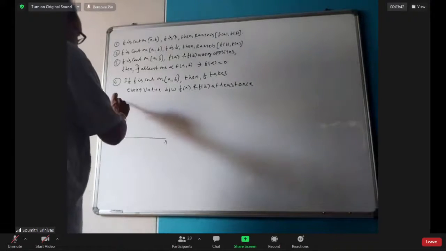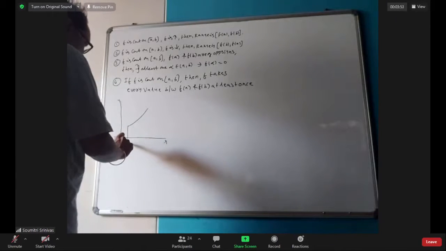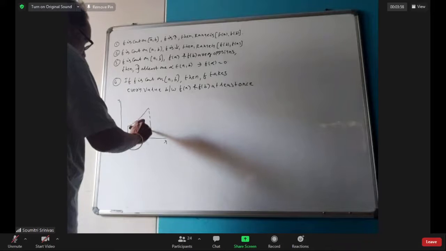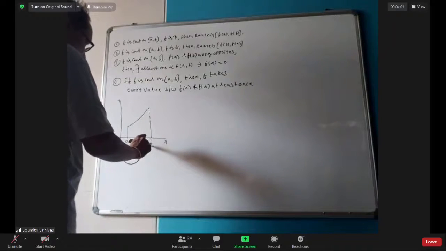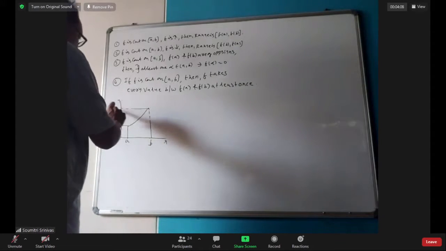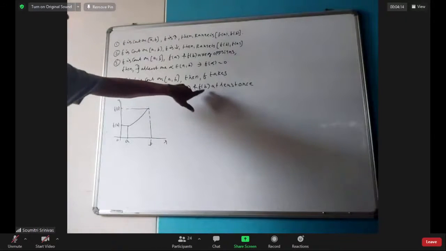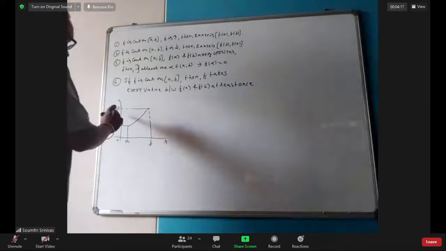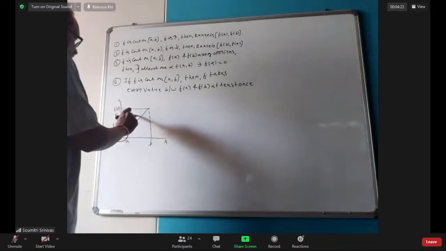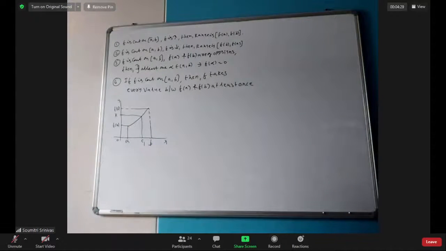The function is increasing. This is a, this is b. What is this? f(a). What is this? f(b). F takes every value between f(a) and f(b) at least once. Let there be some k. Correspondingly, do we have a c1? Yes, sir.